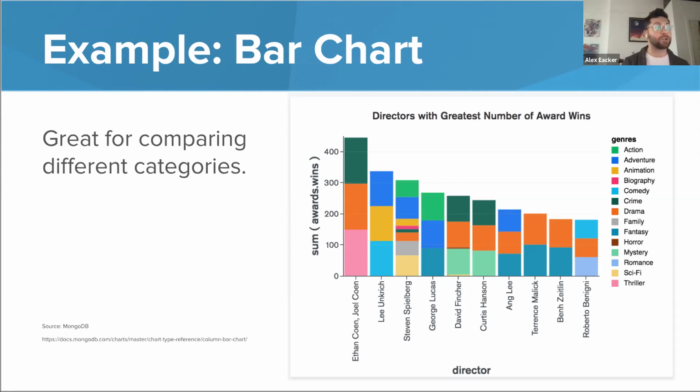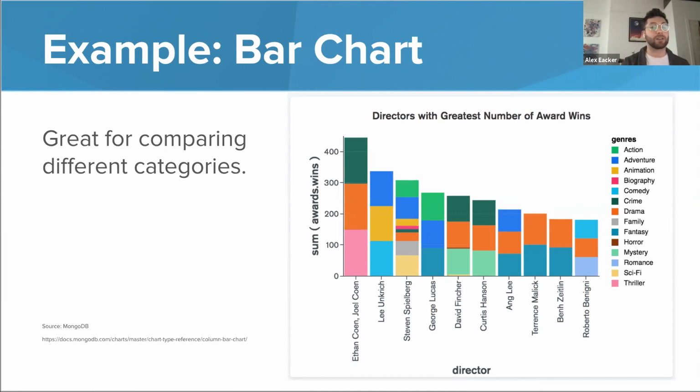So Ethan Coen and Joel Coen seemingly have won the most awards for thrillers, dramas, and crime films, right? That seems to be the category that they focus on the most. We can see that through the genres, right? Each of these associates with one of these specific bars.